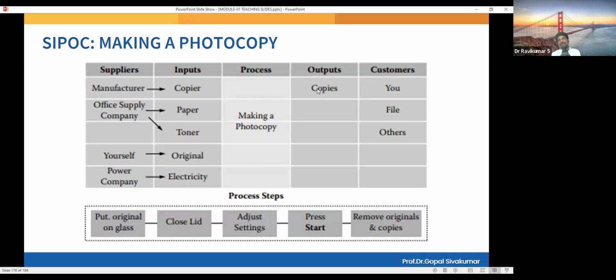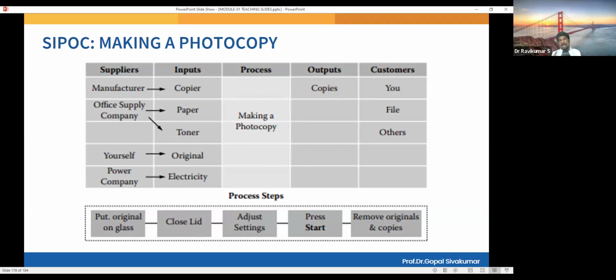So now what is the output? The output is just the copies of the original. Who is receiving it? You may be receiving it. You may be putting it in a file, or you may be displaying it on a notice board, or in some display board.